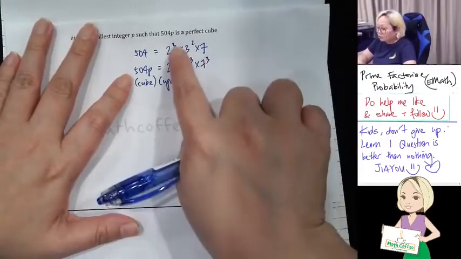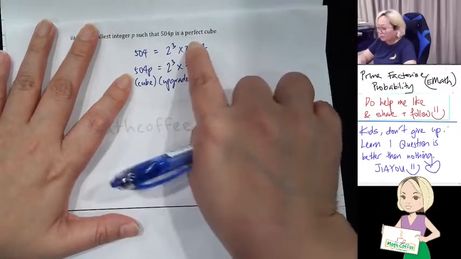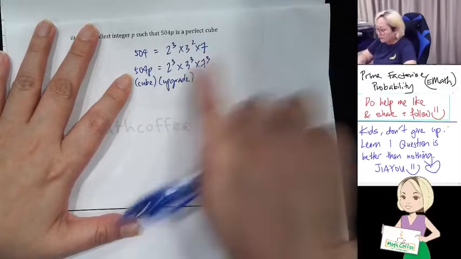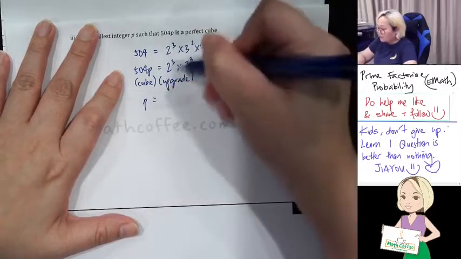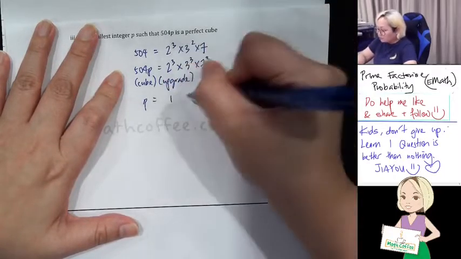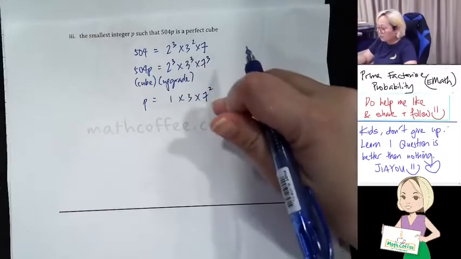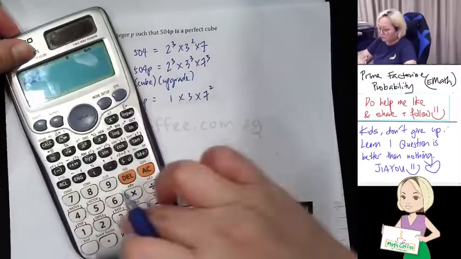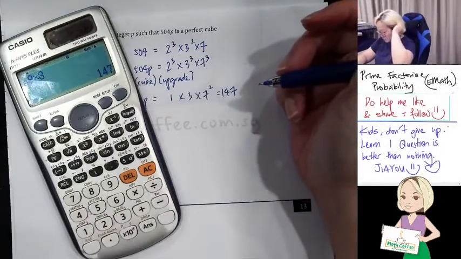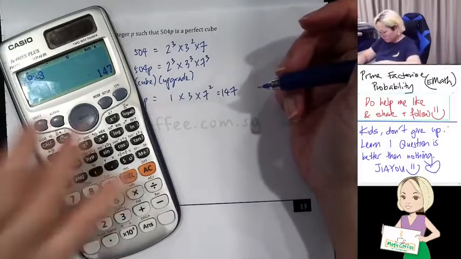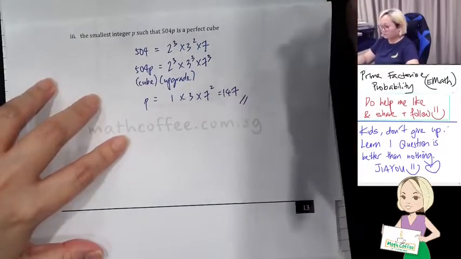Okay, 2 to the power of 3 is already a perfect cube, I don't need to change. 3 to the power of 2 is not a perfect cube, so I need to change it to 3 to the power of 3. 7 becomes 7 to the power of 3. So in the end, by comparing, I don't need a 2, I need a 3, and I need 2 sevens. So it's 7 to the power of 2 times 3. In the end, it is 49 times 3, which is 147. Okay, done.